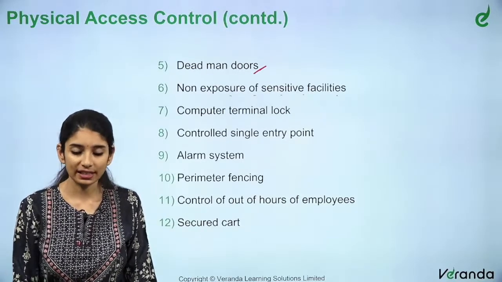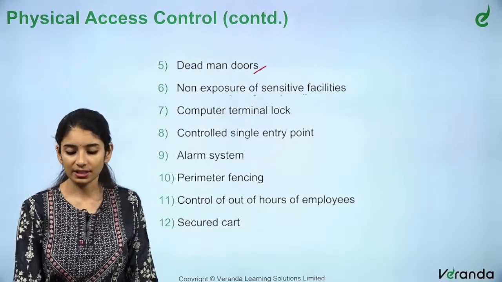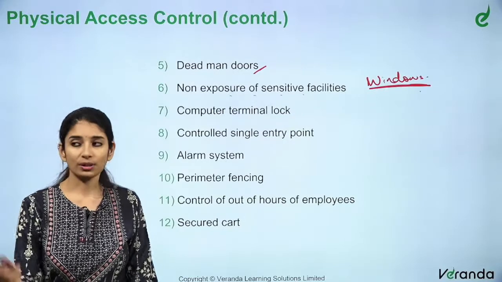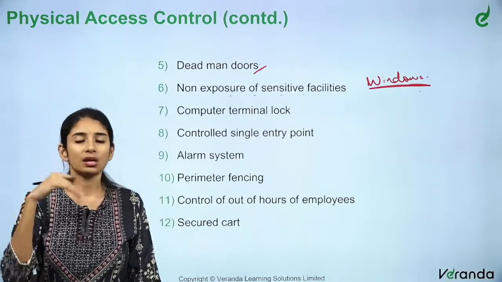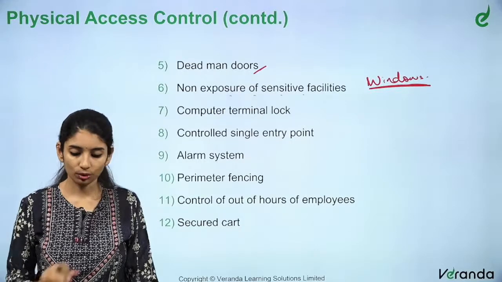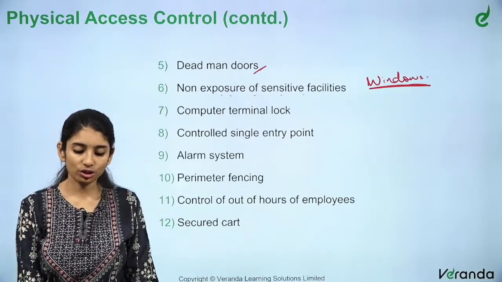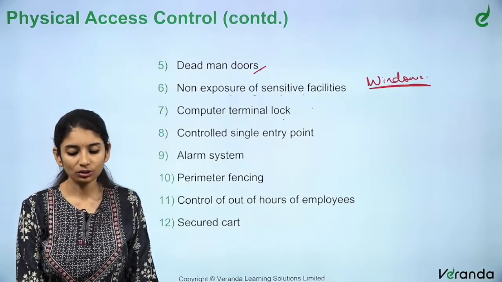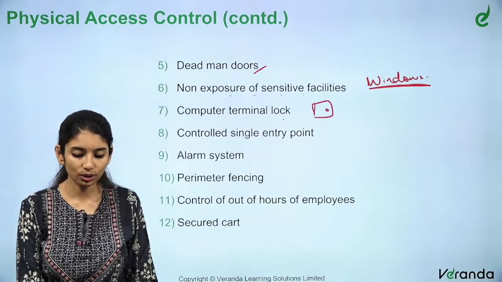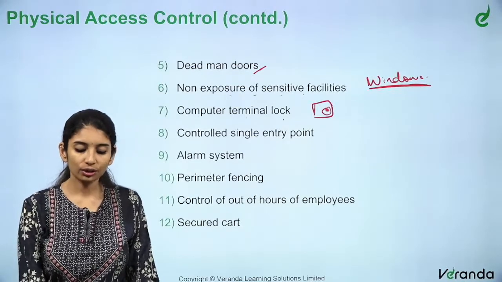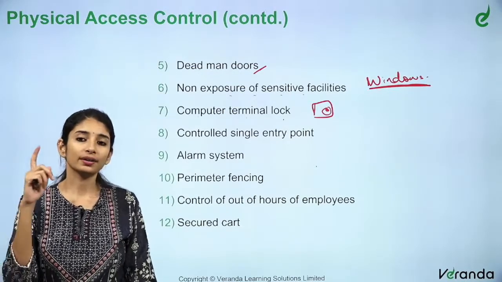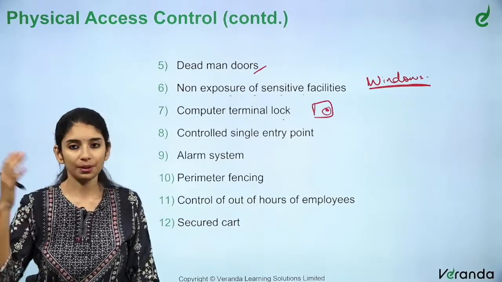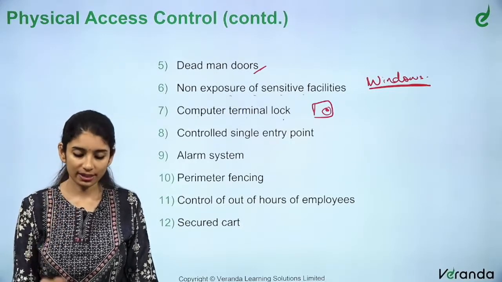Non-exposure of sensitive facilities. Do not have windows, or some window sill or some ladder or some way where you can go and access that room. Do not have all of these exposures in the sensitive rooms. Computer terminal locks. Where the computer or the computer assets are stored, you can have a lock. Control single entry point. So, in case there is a front door and back door, then through the back door, it is possible that people can come in. So, single entry point.